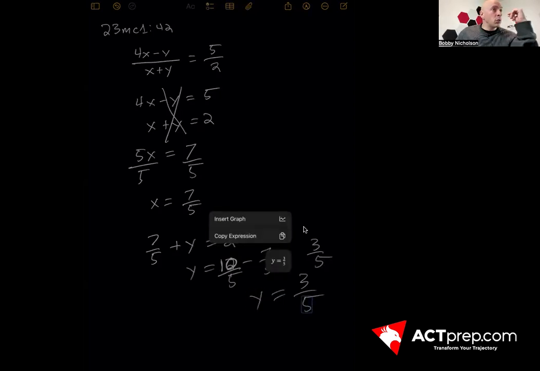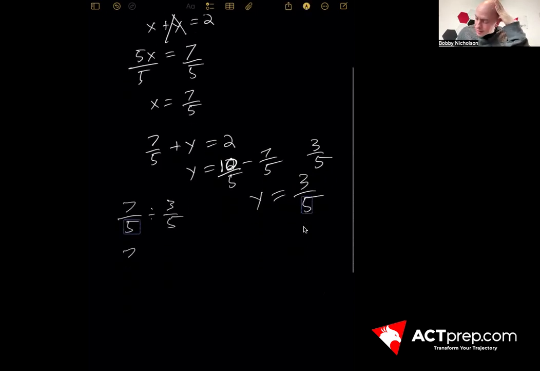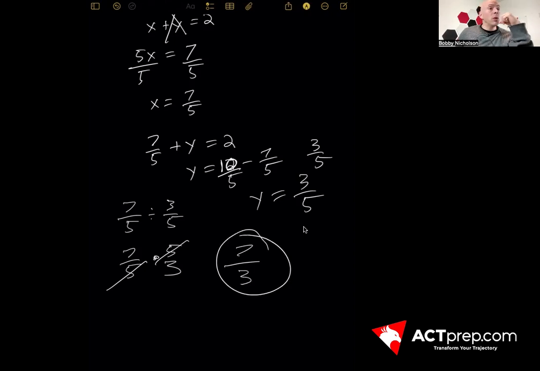The question is asking us what is the value of x divided by y. So we have x divided by y, which is the same thing as saying 7 over 5 times 5 over 3. Remember from our middle school math lesson that when we are dividing fractions, you simply flip the second fraction and it turns into a multiplication problem. Since we have a 5 on the top and the bottom, we can cancel those out and we're left with 7 over 3, which is answer H.